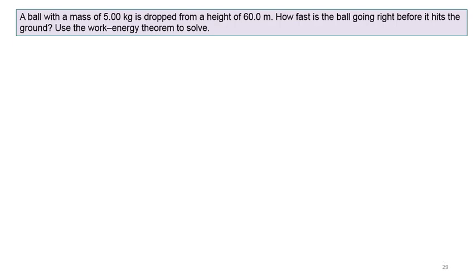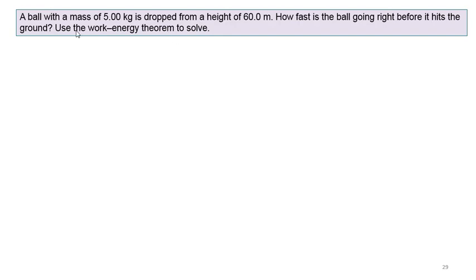Here we have a problem that you could solve with kinematics. Let's talk about how you would solve this with kinematics. You would say the displacement is negative 60 meters, so delta y is negative 60. It's dropped, so v initial is 0. My acceleration in the y direction is negative 9.8, and we want to know v final. So then I would use a kinematic equation and solve for v final.